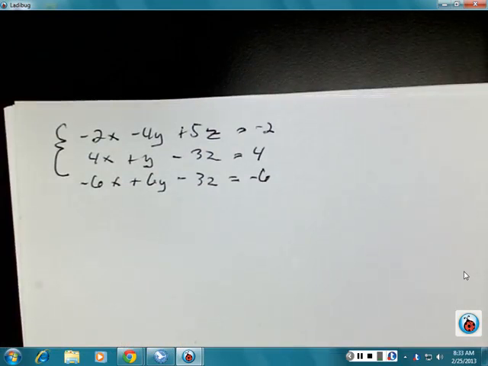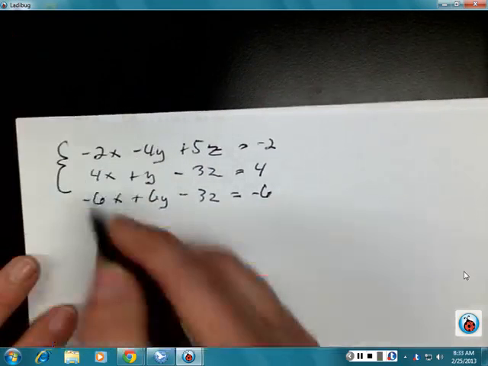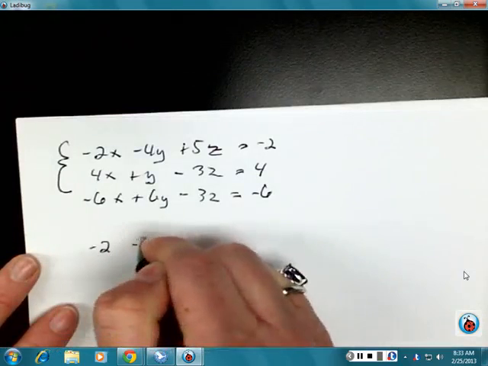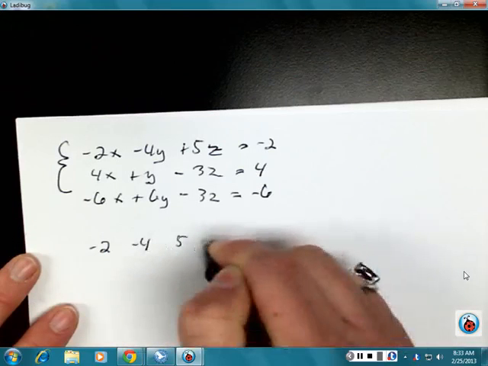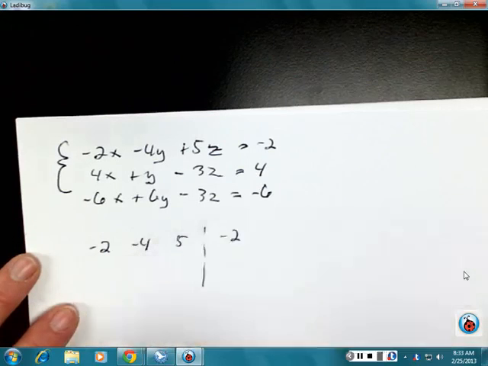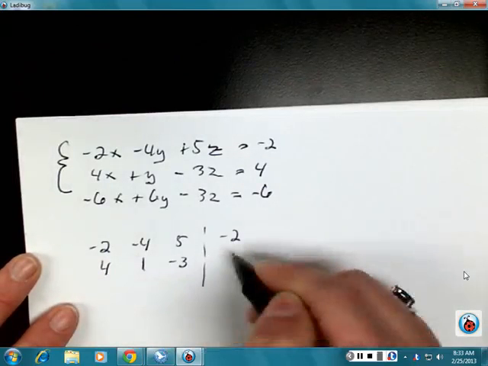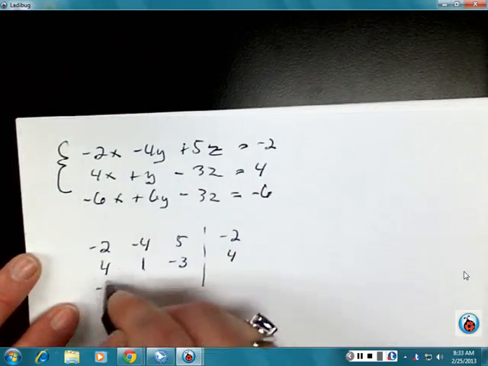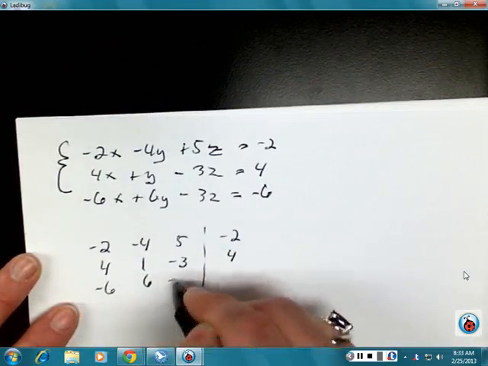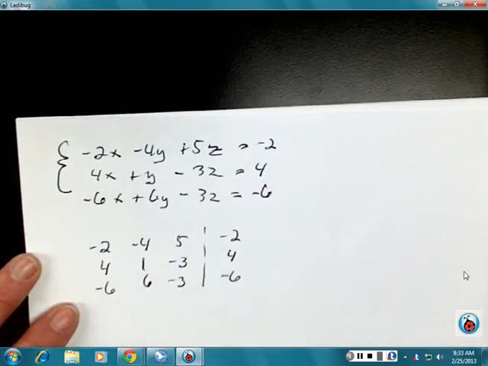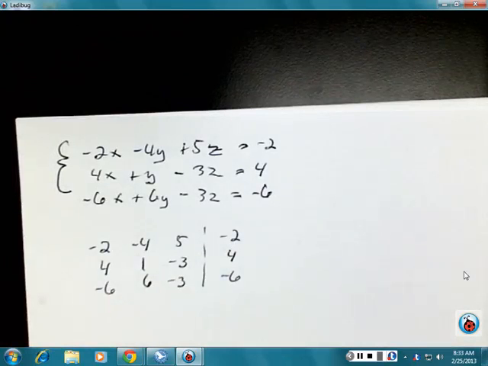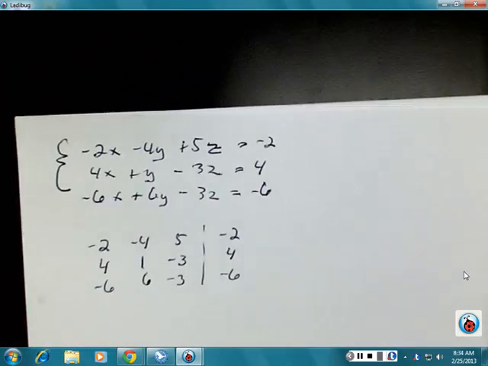So we need it augmented, and the augmented is going to be negative 2, negative 4, 5, negative 2, 4, 1, negative 3, 4, negative 6, 6, negative 3, negative 6. And so then we can stick that onto our calculator, and let's see what pattern or what we come up with for that one.